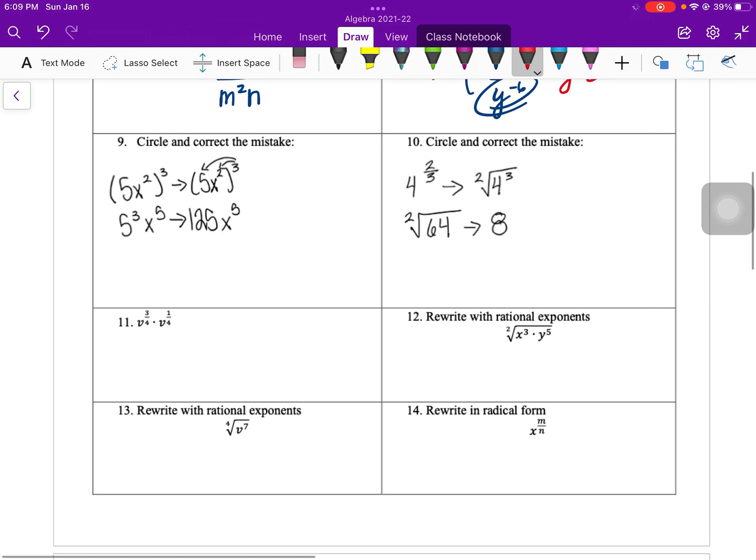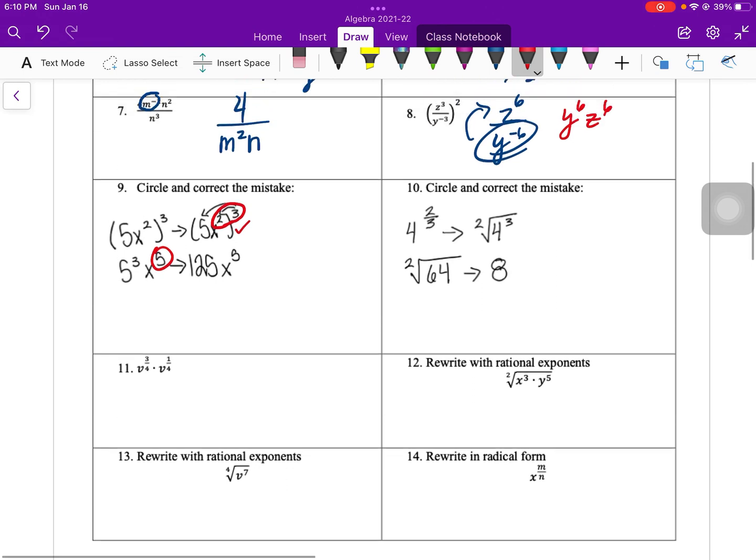All right, moving on, 9 and 10 are error analysis. It says circle and correct the mistake. It looks like this is a product being raised to a power. The original looks like they're distributing the exponent in step 2, which looks correct. I think the error is right here, though. Instead of multiplying those 2 powers, they added. So 5 cubed is 125, but it should be 125x to the 6th power instead of the 5th, because we multiply there.